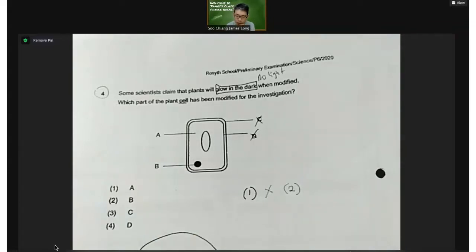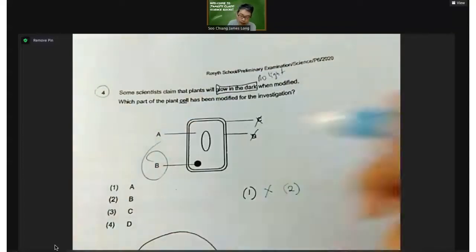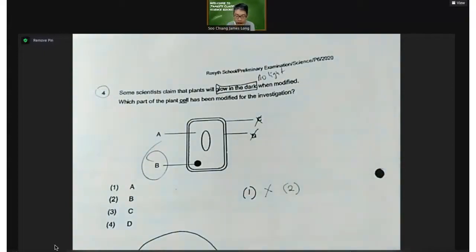Now I can't link this to any science concept that you are required to know for plants. So I have no idea what this is about. My best guess will be nucleus, because the nucleus controls all the activities in the cell. So maybe it can control activity as in glow in the dark. But I'm just making a guess, you know.